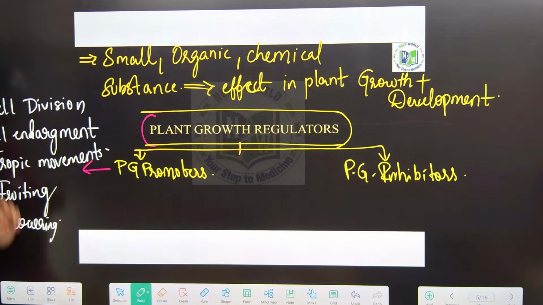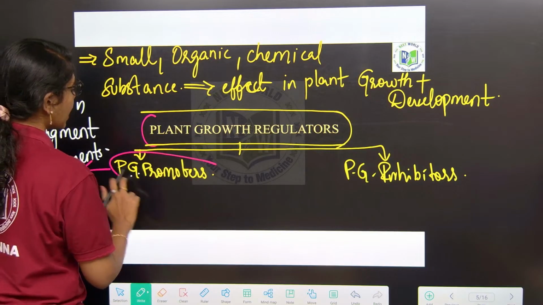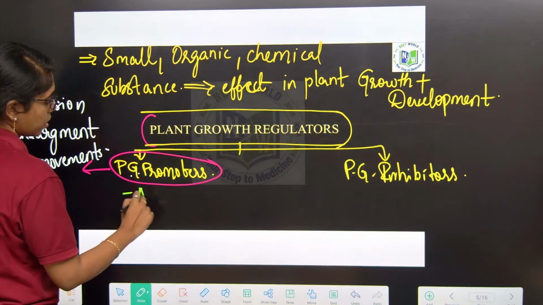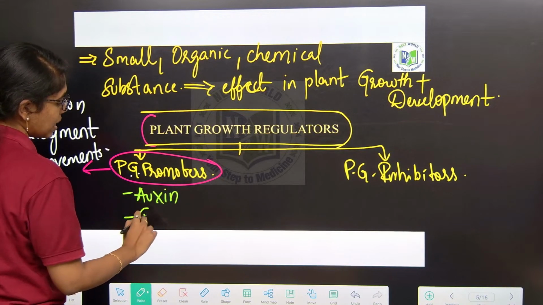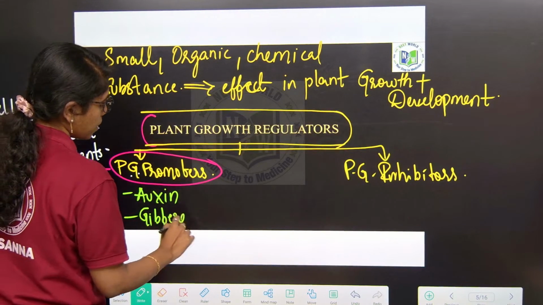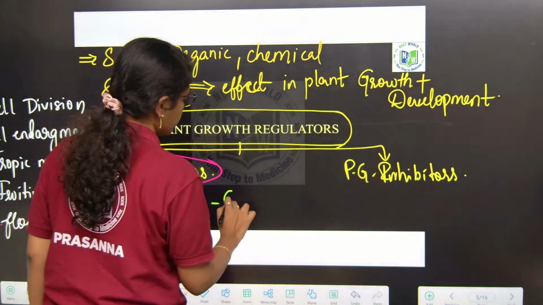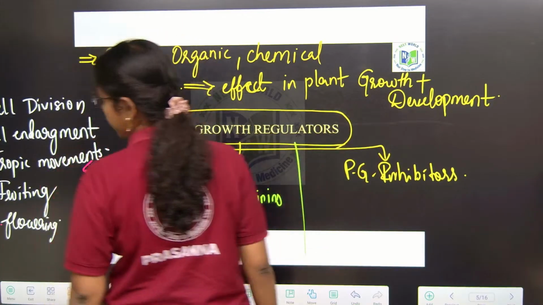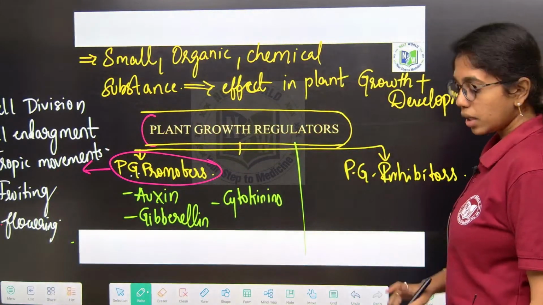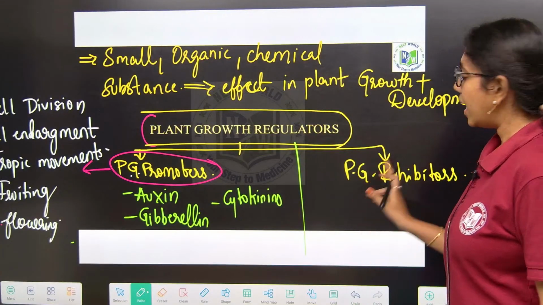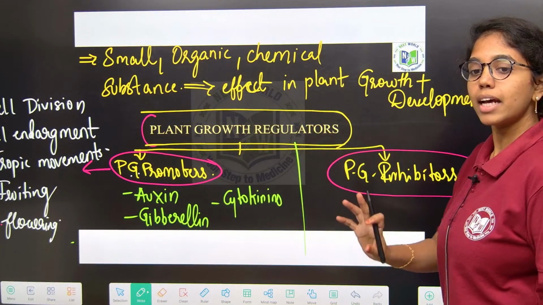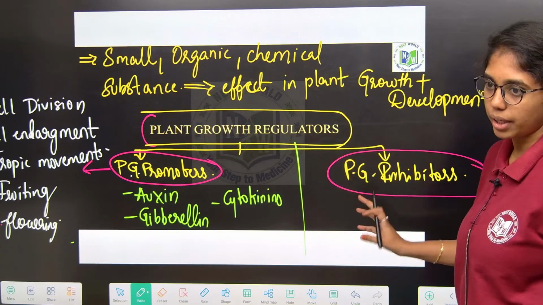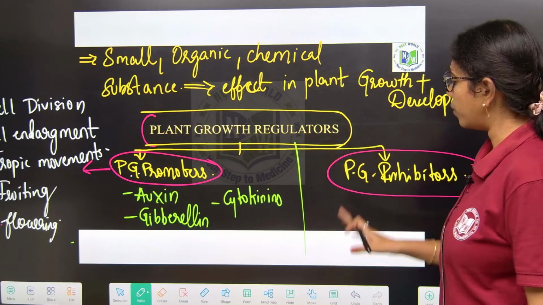Now plant growth promoters. So what are these plant growth promoters? Auxin, good, auxin, gibberellins and cytokinins. Auxins, gibberellins and cytokinins. Now plant growth inhibitors. Ethylene does both the activities, promoting and inhibiting. Most of the activities of ethylene are inhibitory only. Few of them are growth promoting. I'll tell you, have patience.